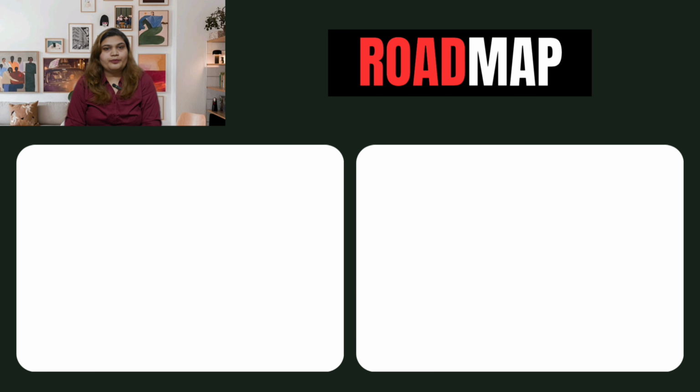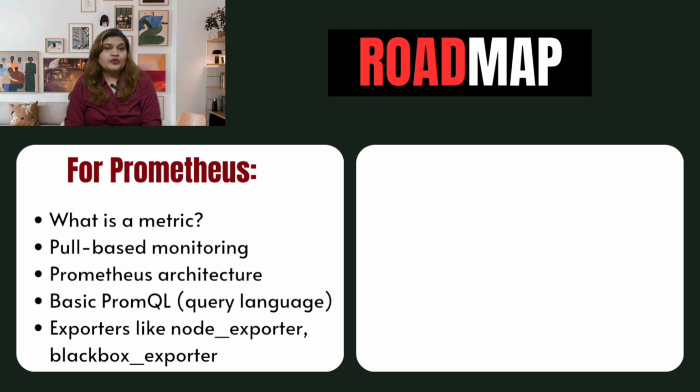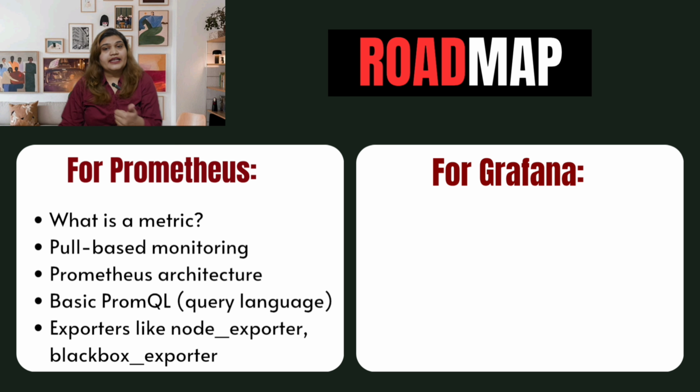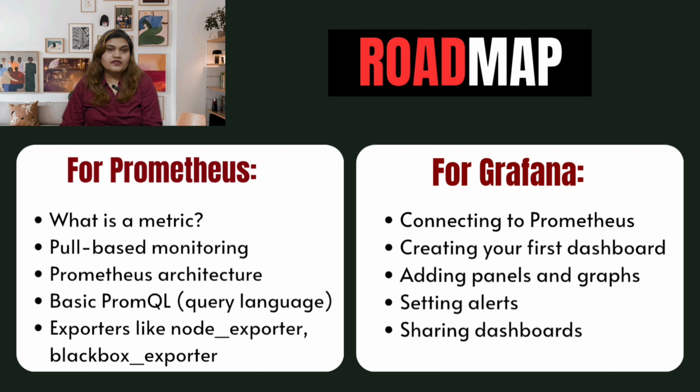Here's a beginner-friendly roadmap. For Prometheus, what is a metric? Pull-based monitoring, Prometheus architecture, basic PromQL, exporters like Node Exporter, Blackbox Exporter. For Grafana, connecting to Prometheus, creating your first dashboard, adding panels and graphs, setting alerts, sharing dashboards. You don't need to learn everything overnight. Start small, build your confidence.